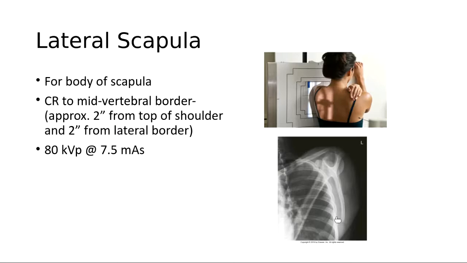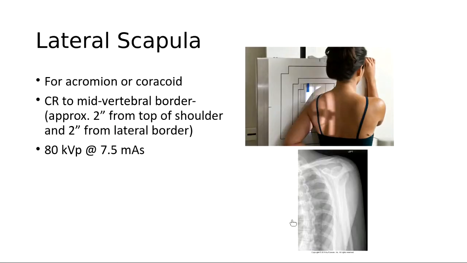Now, you also can do, like we said before, if you're trying to demonstrate the acromion or the coracoid process, have the patient bring their arm down and back behind them. So her hand is actually on the small of her back. And what this does is demonstrate the acromion process and the coracoid process much better.